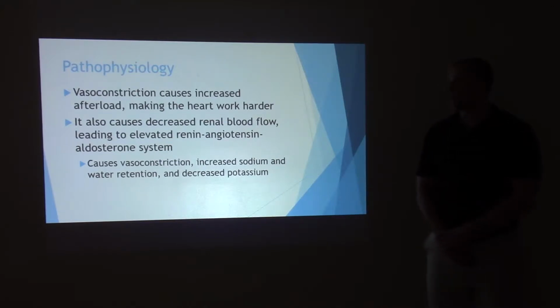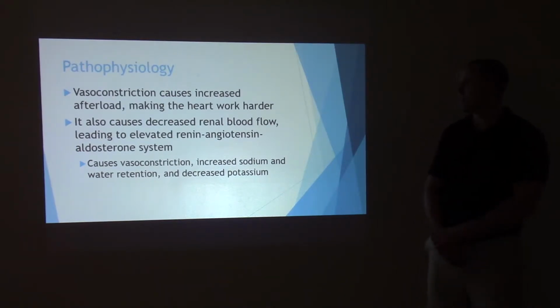So the pathophysiology of hypertension. The vasoconstriction in the arteries is going to cause an increased afterload, making the heart work harder. So when the artery diameter is decreased, the heart has to pump the same amount of blood into a smaller space. So this is going to cause the heart to work harder, which is going to damage the heart over time.